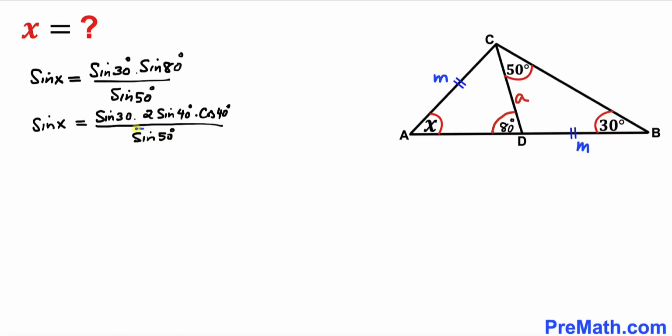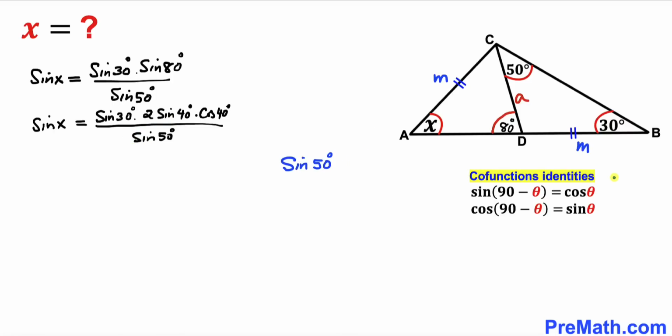And here's our next step. Let's focus on this sine of 50 degrees at the denominator. And here I have copied it down. And now let's recall cofunction identities. And here sine of theta could be written as cosine of 90 degrees minus theta. So we are going to apply this identity over here. So therefore this could be written as cosine of 90 minus 50 degrees, which is equal to cosine of 40 degrees. So therefore sine of 50 degrees turns out to be cosine of 40 degrees because this 50 degrees and 40 degrees add up to 90 degrees.